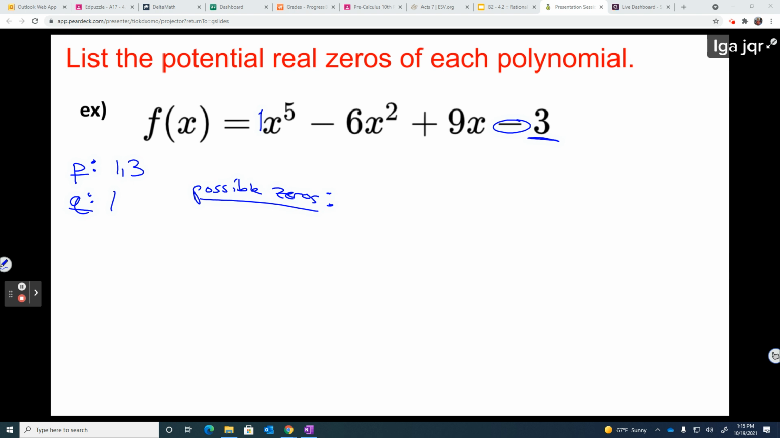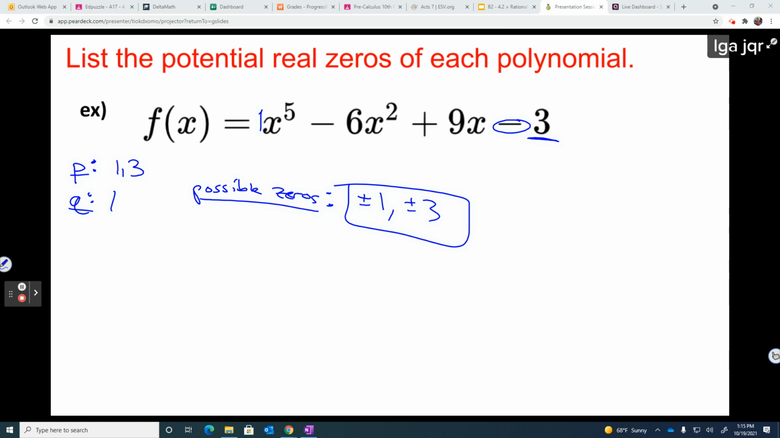And we do P over Q. So 1 over 1, which we know reduces to 1. So it's just plus or minus 1, and plus or minus 3 over 1, or just 3. There are only 4 possibilities for this one as well: 1, -1, +3, and -3. It's the only possible real zeros of this function.